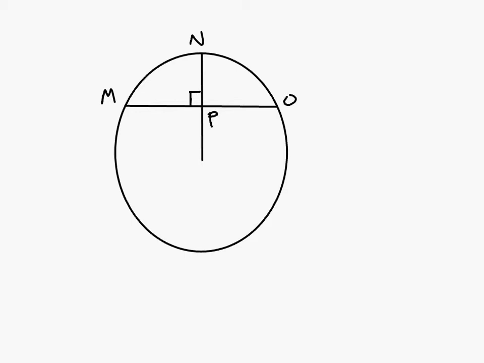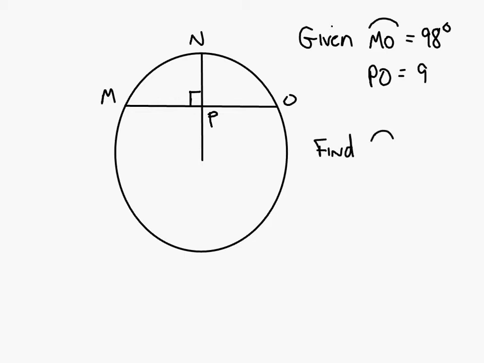All right, so if you're given arc MO equals 98 degrees and PO, P to O, equals 9, and you're asked to find arc NO and segment MO.